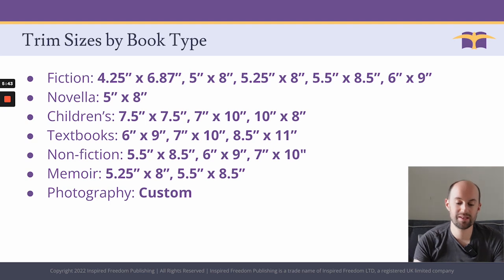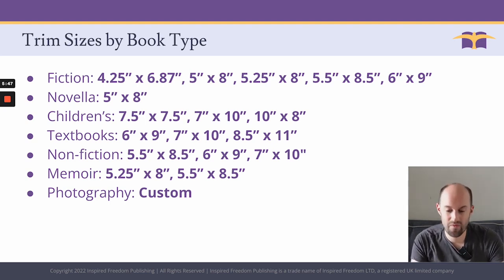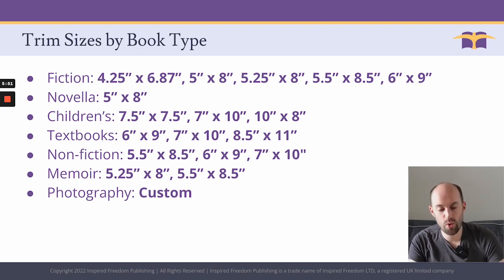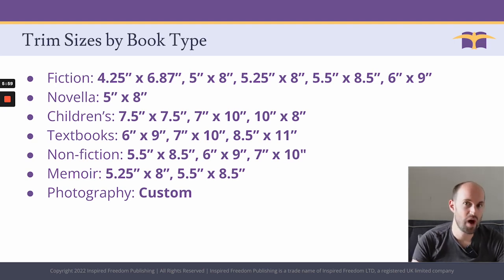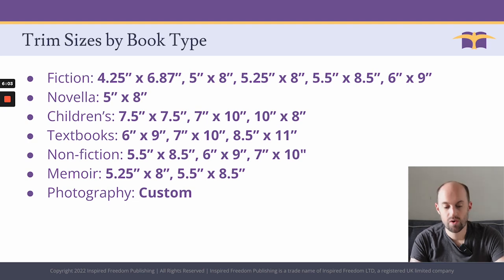Textbooks range between 6 by 9, 7 by 10, and 8.5 by 11. Non-fiction books tend to vary between 5.5 by 8.5, 6 by 9, and also 7 by 10 inches. If you're writing a memoir, then a 5.25 by 8 or a 5.5 by 8.5 are common sizes.